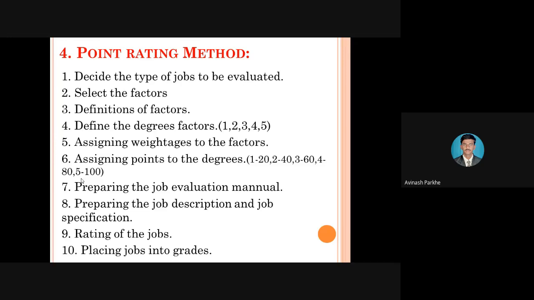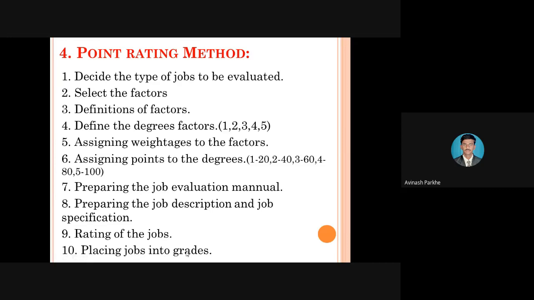So this is the basic difference between all the previous three methods and this particular method. Therefore, whatever output you get will be available in the form of quantity, that is first degree, second degree, third degree, fourth degree, fifth degree. Based on that, we will evaluate that particular job. So this is the basic procedure of the point rating method. So remaining points are preparing the job evaluation manual, preparing the job description and job specification, rating of the jobs, placing the jobs into the grade. So these are the common procedure.